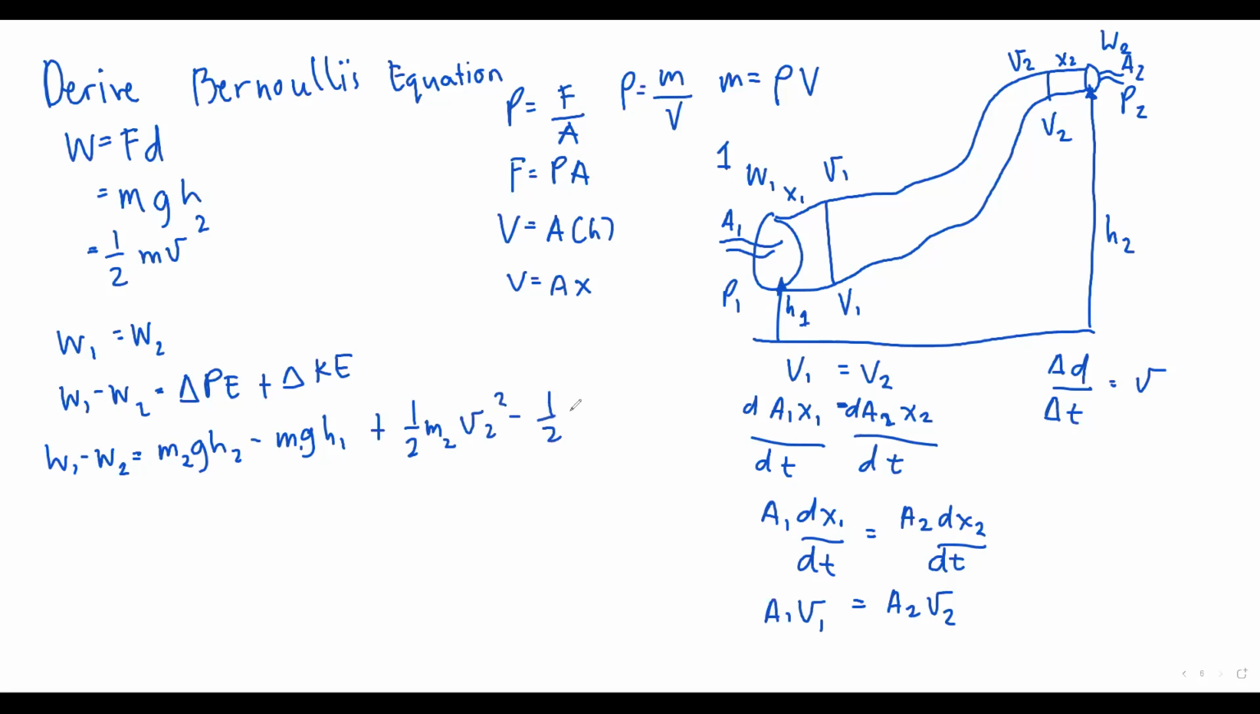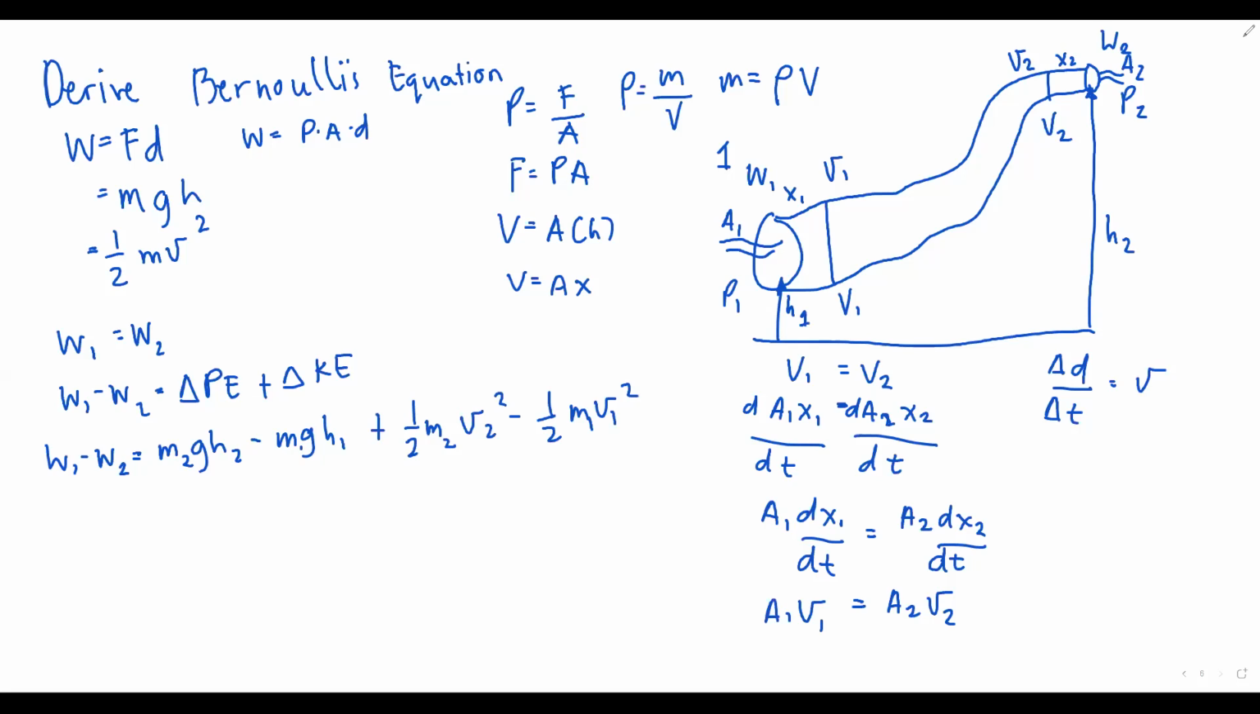Minus 1/2 rho V1 squared. Okay. So yun na yung working equation natin. So balik tayo ngayon sa work. Work natin, di ba? We have force times distance. And then force is equals to pressure times area, di ba? So work is equals to pressure times area times distance.